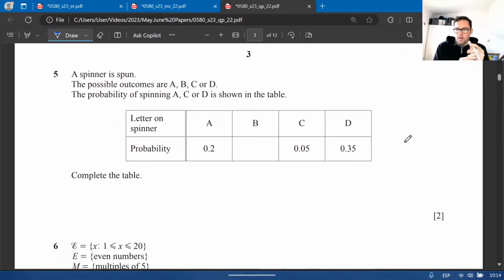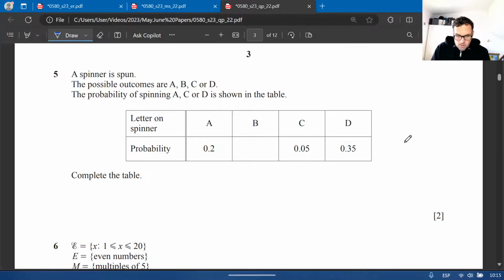A spinner is spun. We've got probability. Complete the table. The spinner only has 4 options, A, B, C, and D. They're obviously different sizes, D being big, so 35% chance of landing on D, C being small, only 5%.